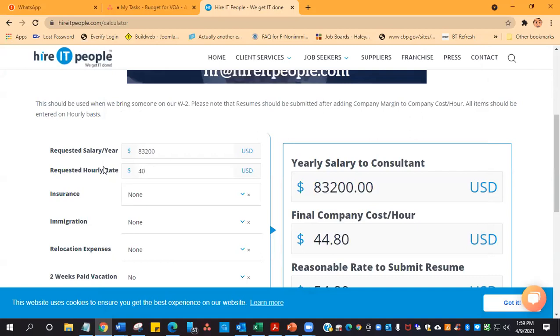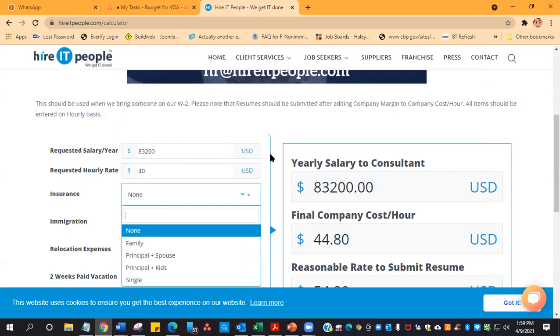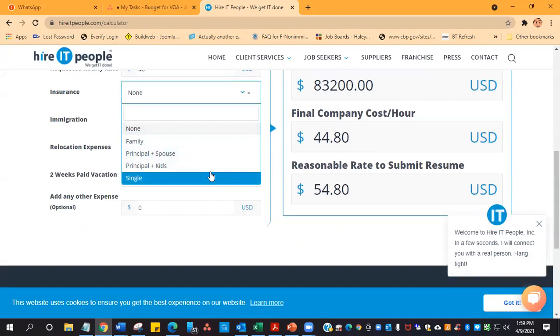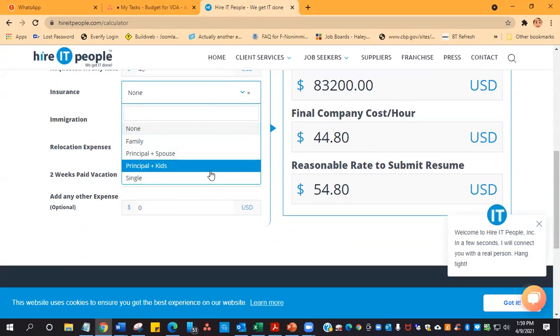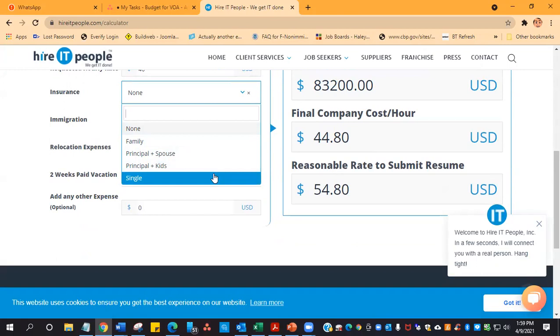Okay, wonderful. Now this is multiplied by 2080 hours, immediately showing me the yearly salary. Now you ask the candidate, hey, would you require insurance, health insurance, which is very important in the US. Healthcare is not free. Unlike India, healthcare is not free. I know in India, if you go to a private hospital, you have to pay money, but government hospitals are free. Here, everybody must have some type of insurance to cover their healthcare. So healthcare is absolutely 100% not free in the US.